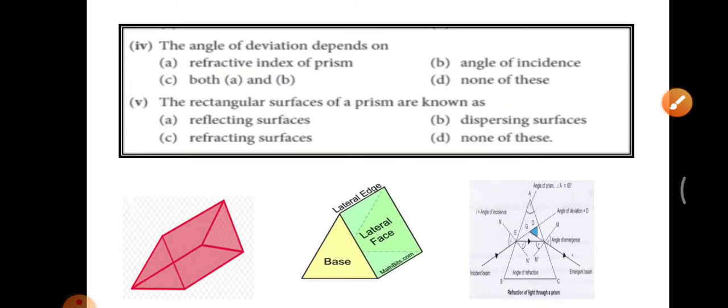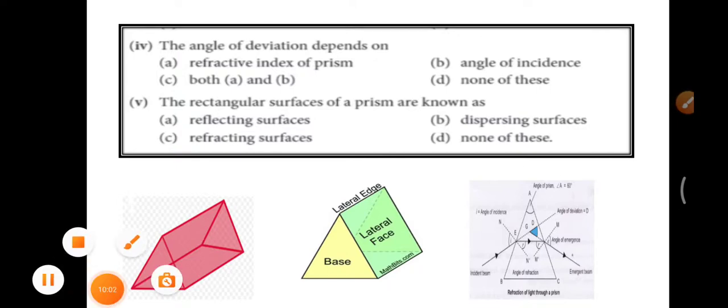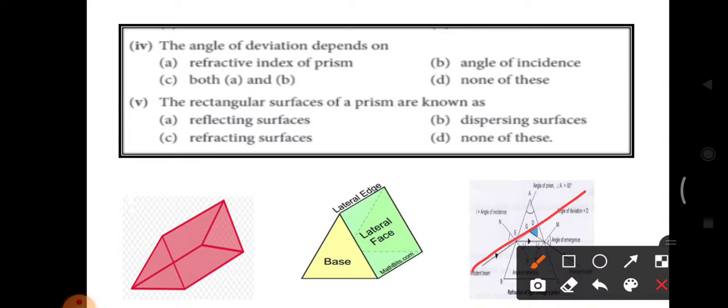The fourth question, the angle of deviation depends on. See, this is the angle of deviation. This angle of deviation depends on the angle of incidence and the refractive index of the prism. So it depends on two factors. One is the refractive index of the prism and another one is the angle of incidence. So option C is the correct answer. Both A and B.